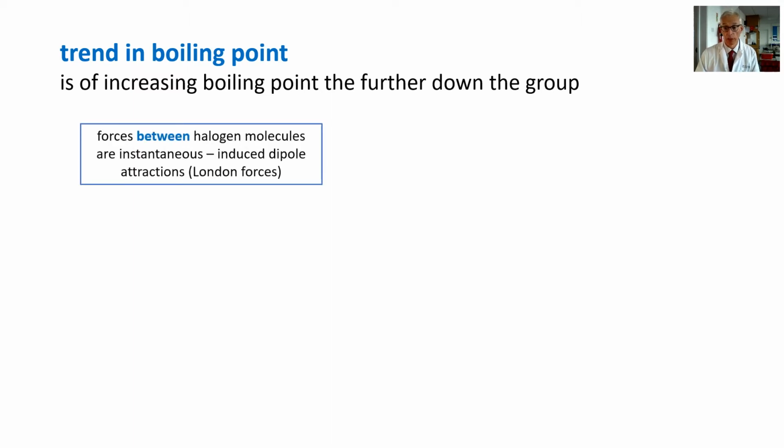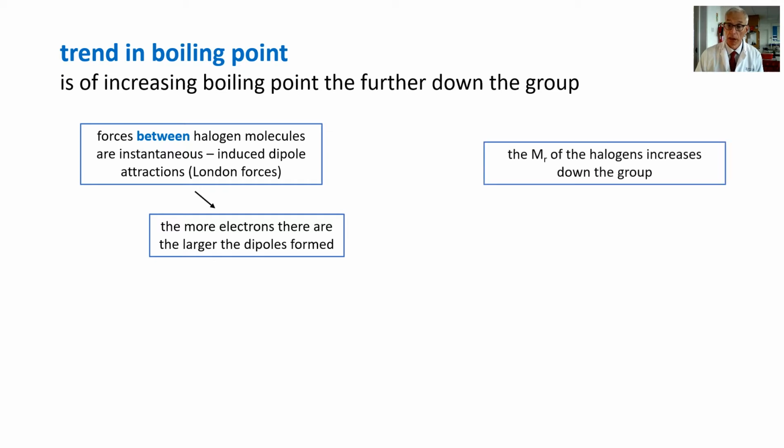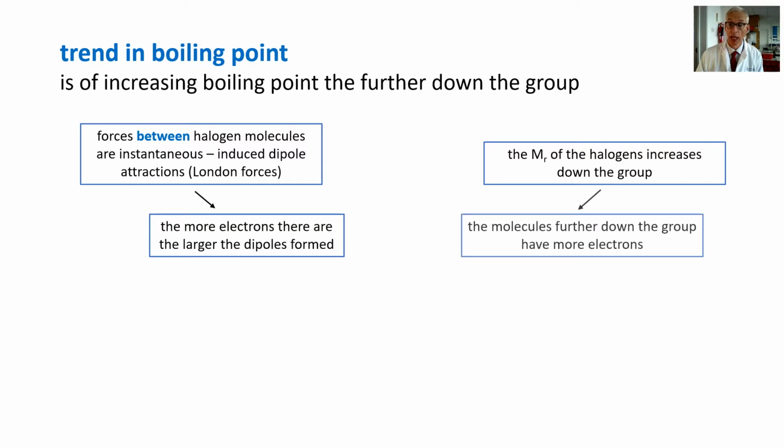Have you in your argument put forward that the forces between halogen molecules are London forces, instantaneous induced dipole attractions? Have you put forward that the more electrons there are, the larger these instantaneous and induced dipoles formed are? Have you stated that the relative molecular mass of the halogens increases down the group and that therefore the molecules further down the group have more electrons?